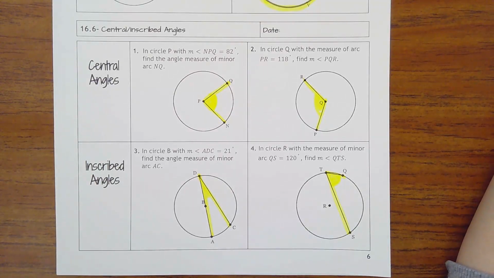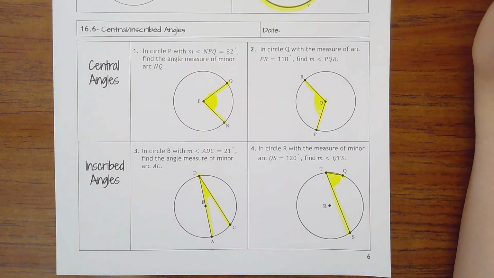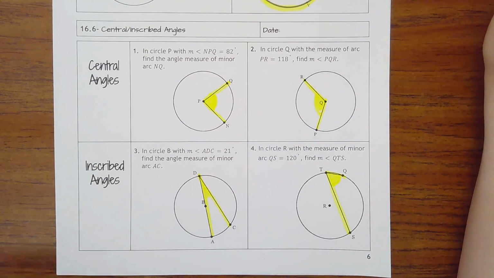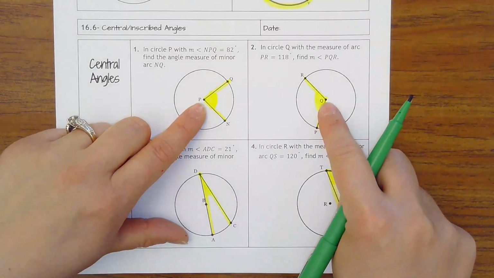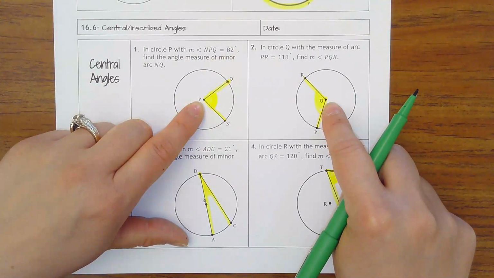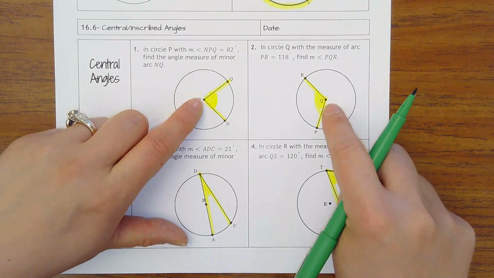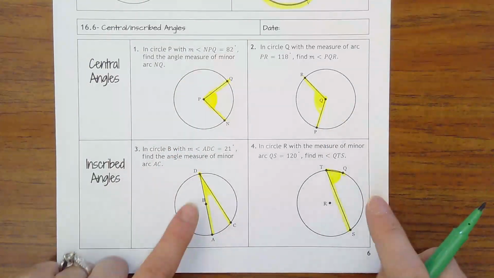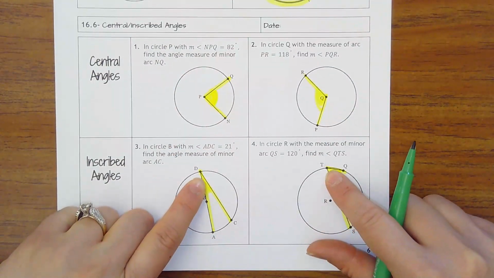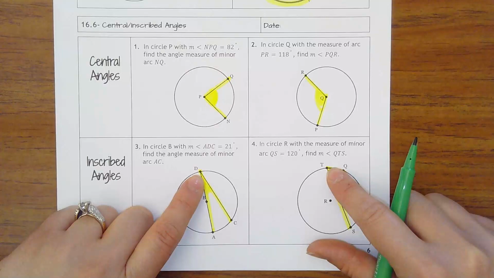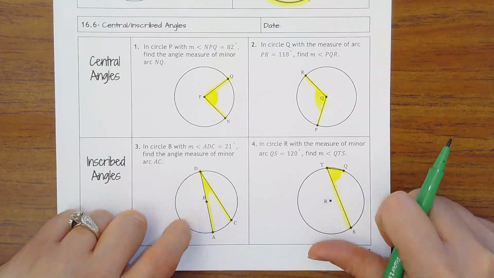Lesson 16.6 is central and inscribed angles. So we've already talked about the difference between a central and inscribed angle. The first two are central because the vertex, or the center point of the angle, is the center of the circle, versus inscribed angles, where the vertexes are pulled all the way back to the edge of the circle. They're not at the center.